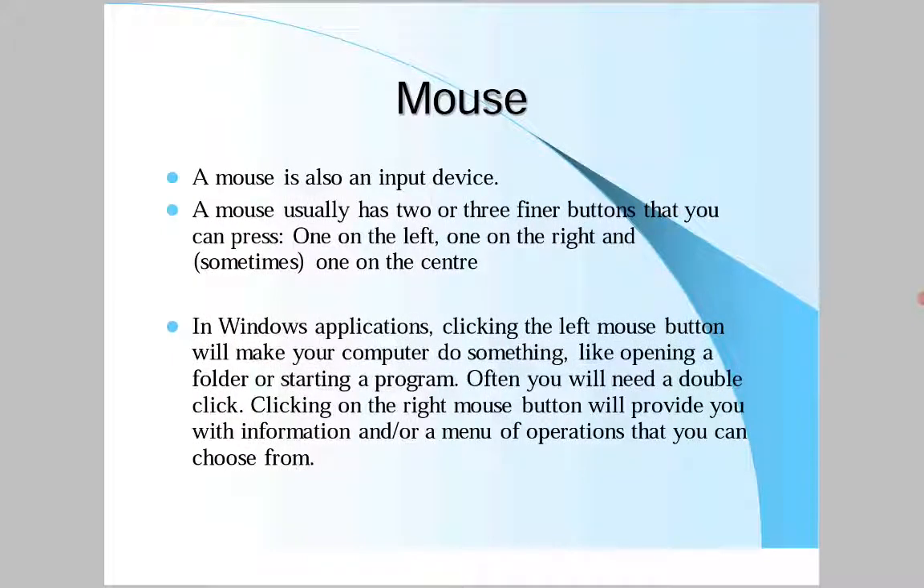The mouse is also another popular input device. A mouse usually has 2 or 3 buttons that you can press, one on the left, one on the right, and one in the center. In the Windows operating system, clicking a mouse button will make your computer do something. Windows is a GUI based operating system, so we use the mouse frequently, with 3 buttons: the left button, the right button, and the scrolling wheel underneath.